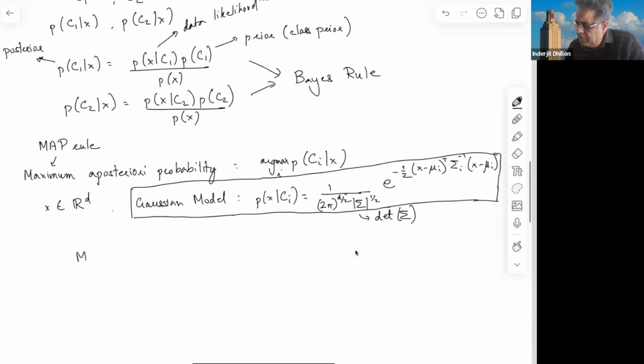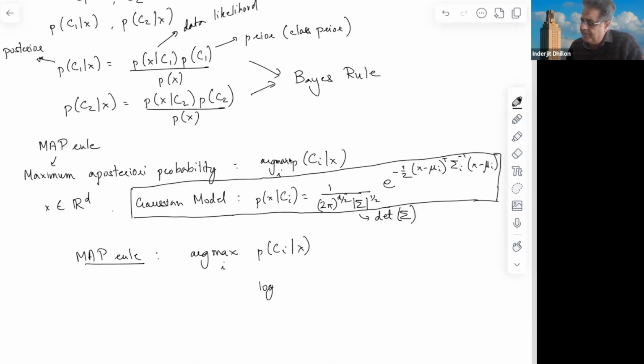So the MAP rule: how will we use it over here? The MAP rule is argmax of, what did I say, P of Ci given X. Now, the log function is a monotonic function. So I can basically just say log of P of Ci given X, because the argmax is not going to change. So I can take the argmax of P, or I can take the argmax of log of P.